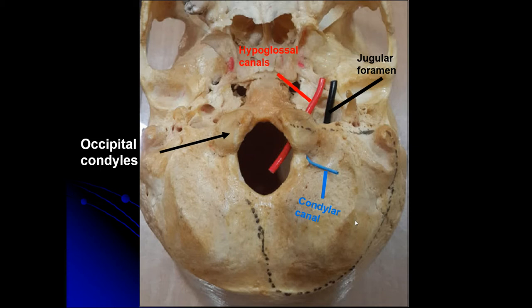Now, some skulls, some people have little tiny holes right by the condyles. Not all people have these, but if they are present, they're called condylar canals. Condylar canals are not on your checklist.